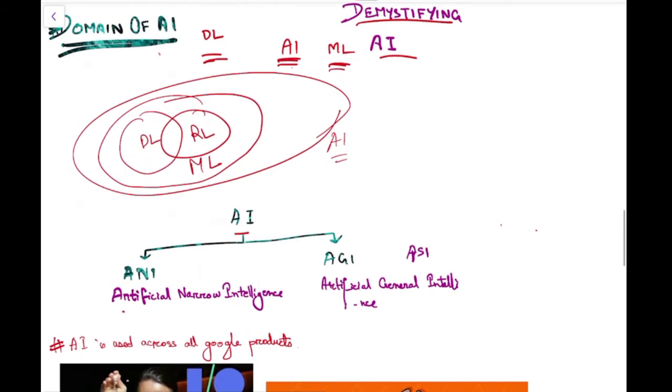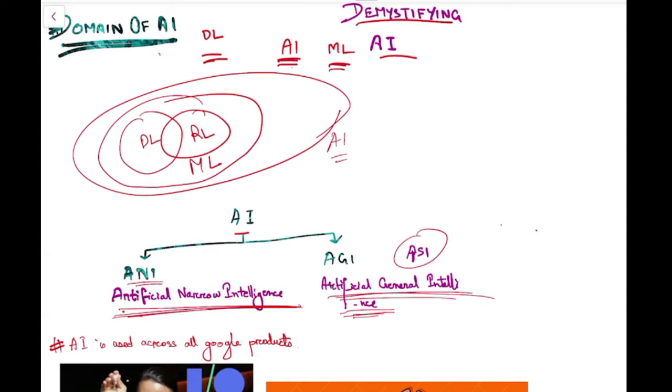So now, since we know the difference between all those buzzwords, now we'll try to know what the different kinds of artificial intelligence are. Artificial intelligence is divided into different types, right? But among them, we'll discuss two major types. One of them is artificial narrow intelligence and the other one is artificial general intelligence. There is one more, artificial super intelligence, but we'll try to know only these two important ones.